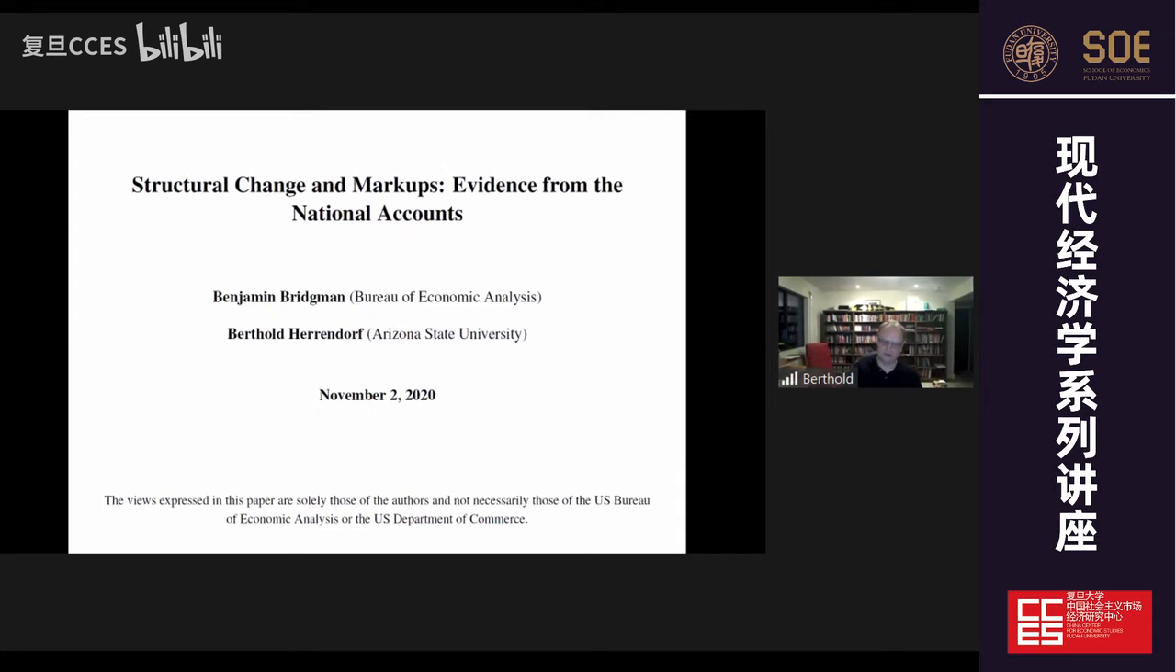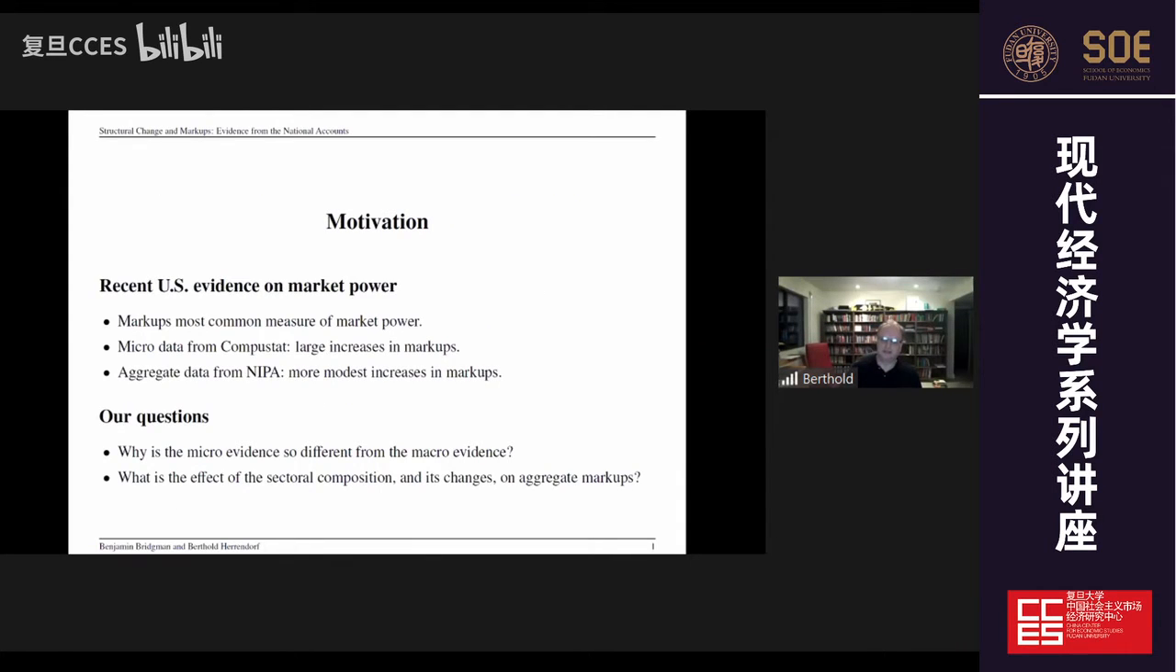Let me start with the motivation. There's a lot of recent evidence, mostly for the US, on market power. The most common measure of market power is markups. There are two strands of the literature. One strand uses microdata from Compustat, and they find large increases in markups, which they interpret as large increases in market power. Another strand uses aggregate data from NIPA, the National Income and Product Accounts, and they find more modest increases in markups.